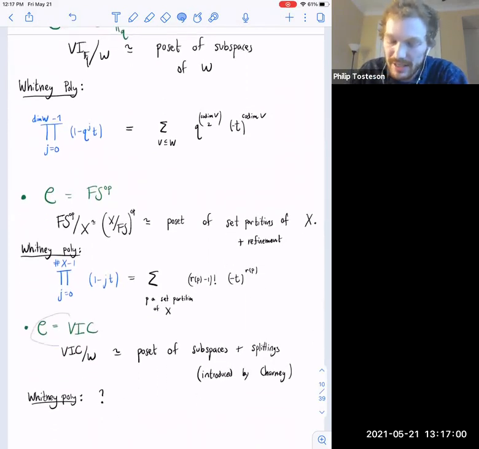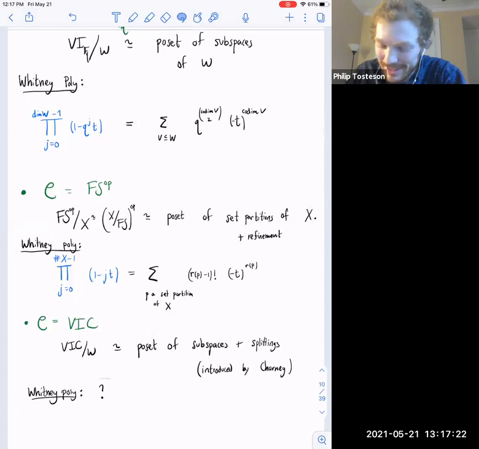I should mention that when C is the category VIC, you do get a poset. You get the poset of subspaces and splittings, which was implicitly introduced by Charney. At least she considered the building for this poset. I actually don't know what the Whitney polynomial is. Maybe someone can tell me. It should be computable, but I haven't actually worked it out. So, question mark.